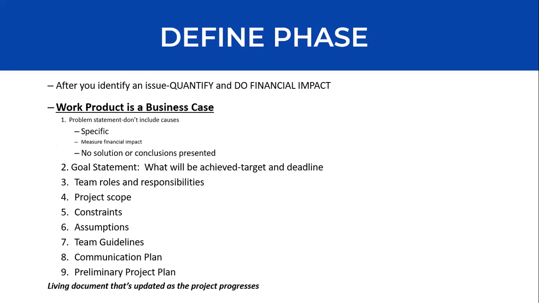This is not a one person job to implement the DMAIC process. You will need a team of people, and in that team, everybody should have defined roles and responsibilities. The DMAIC project should have a project scope, constraints, and assumptions. All of these things need to be identified. The team should have certain guidelines. There should be a communication plan and a preliminary project plan of how you are going to fix this particular problem that you have come up with.